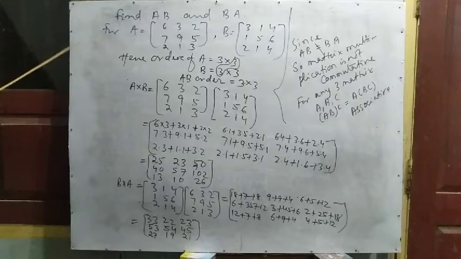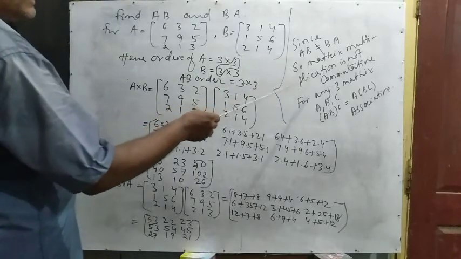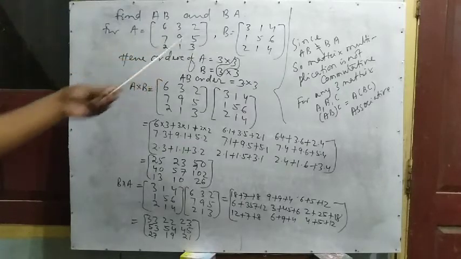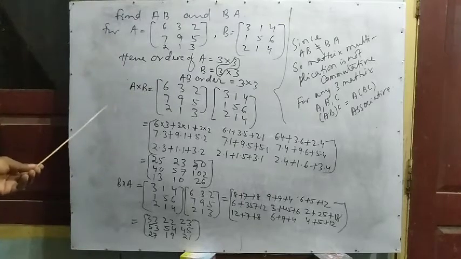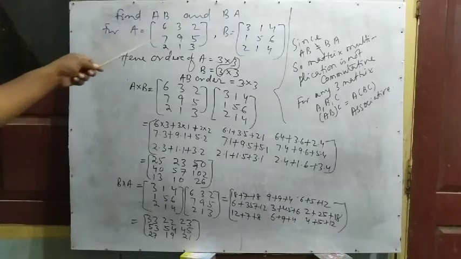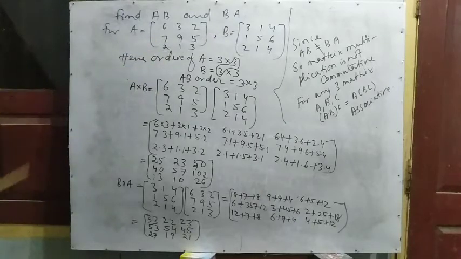Now we will discuss another property. Matrix multiplication is not commutative. It means that if we multiply two matrices AB and BA in both directions, then AB is not equal to BA. For proof, suppose A equals the matrix with rows 6 3 2, 7 9 5 and 2 1 3, and B equals this one. Two matrices are given.